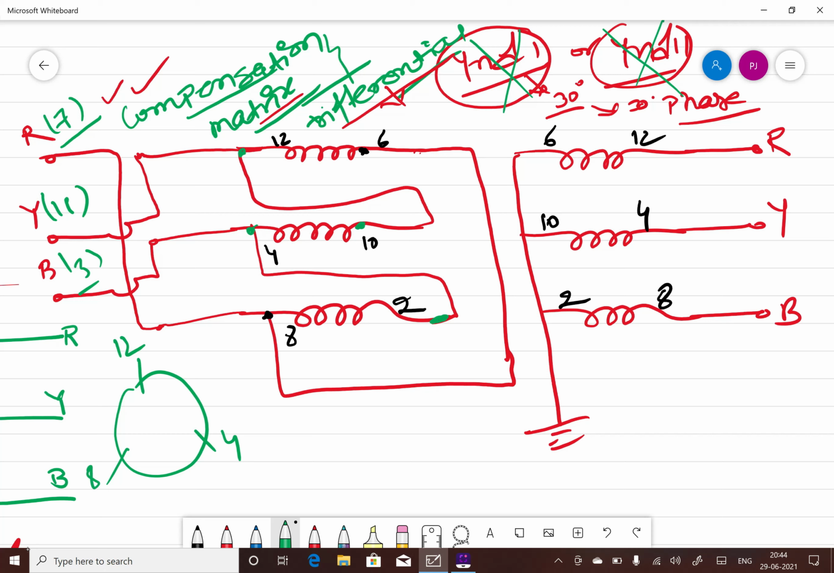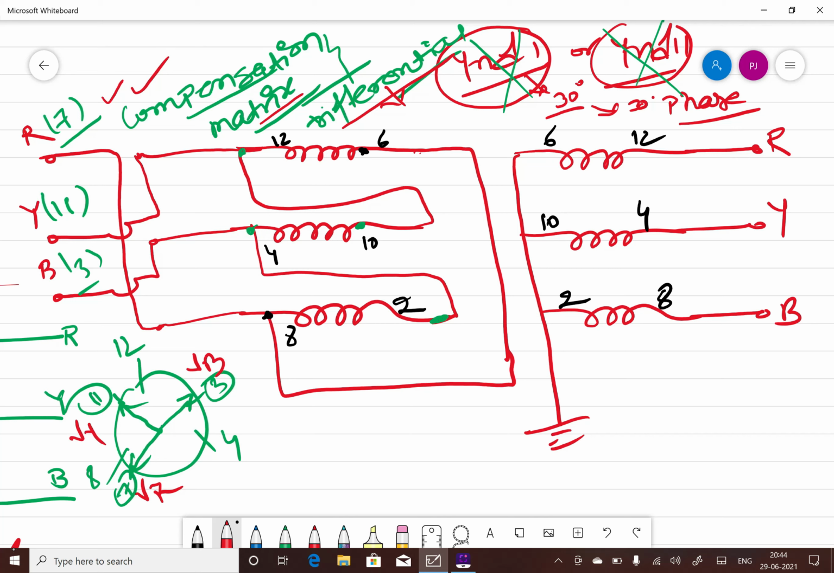So in this case your R phase is connected here, this is R phase, and Y phase will be here, and B phase will be here. That means this is your R phase, Y phase, and B phase. This will be your delta side voltages: this is VR, this is VB, and this is VY. This is of delta side.